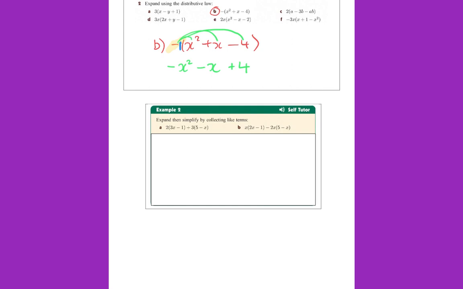Okay, so I want you to do the questions in that box. And because we're on this page, I'm also going to do the example in the box below. Now the difference here is we've got 2 sets of brackets separated by a plus sign. And it just means that we do them separately. So 2 lots of 3x gives us 6x. 2 lots of -1 gives us -2. Plus 3 lots of 5 plus 3 lots of -x. And there's a next step where we just tidy everything up.